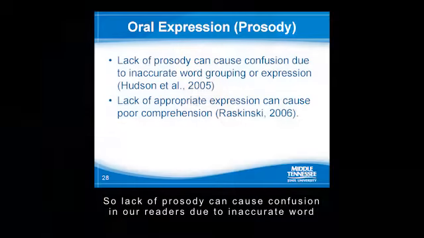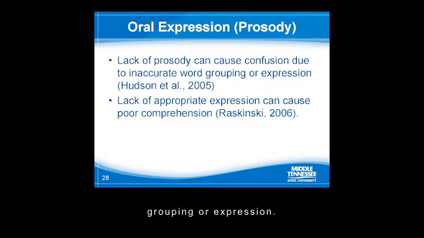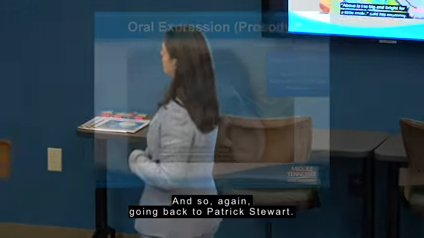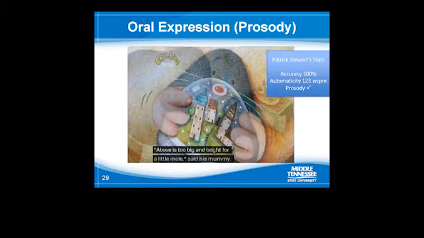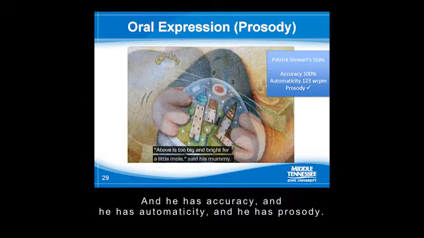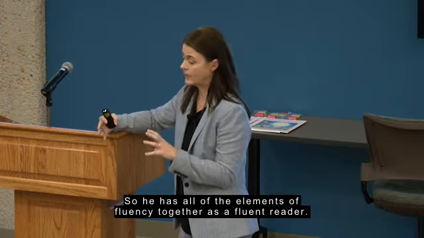So lack of prosody can cause confusion in our readers due to inaccurate word grouping or expression. Lack of appropriate expression can cause poor comprehension in our readers. And so again, going back to Patrick Stewart, we put the puzzle together with prosody, and he has accuracy, and he has automaticity, and he has prosody. So he has all of the elements of fluency together as a fluent reader.